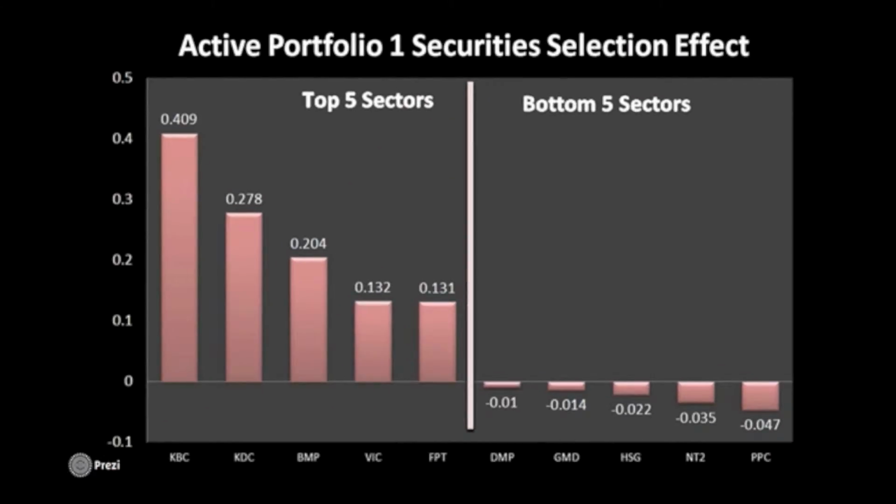Moving to the security selection effects, we can clearly see that KBC occupies 0.409%, the largest ratio in the top 5, while in the bottom 5, the lowest company is BBC, with a negative contribution.